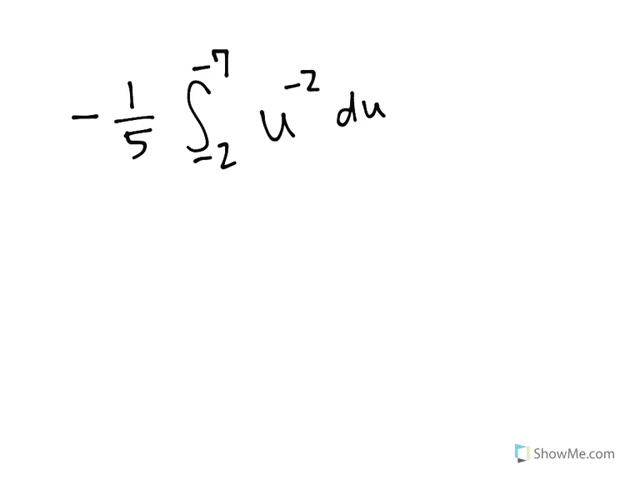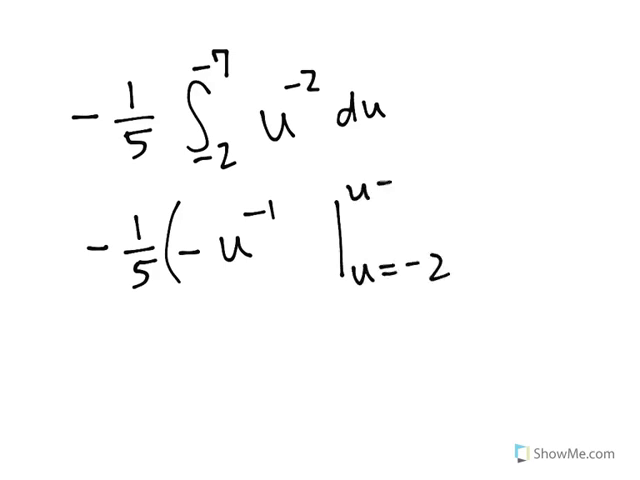Okay, so this is going to end up being something like -1/5, and then this would be u to the -1, and then you need something out front that's going to cancel out that -1 from dropping down. You get something like this, and you could evaluate this from u equals -2 to u equals -7. And you could go ahead and plug in -7 and plug in -2 and subtract, just like we would have back with our fundamental theorem of calculus part 2.